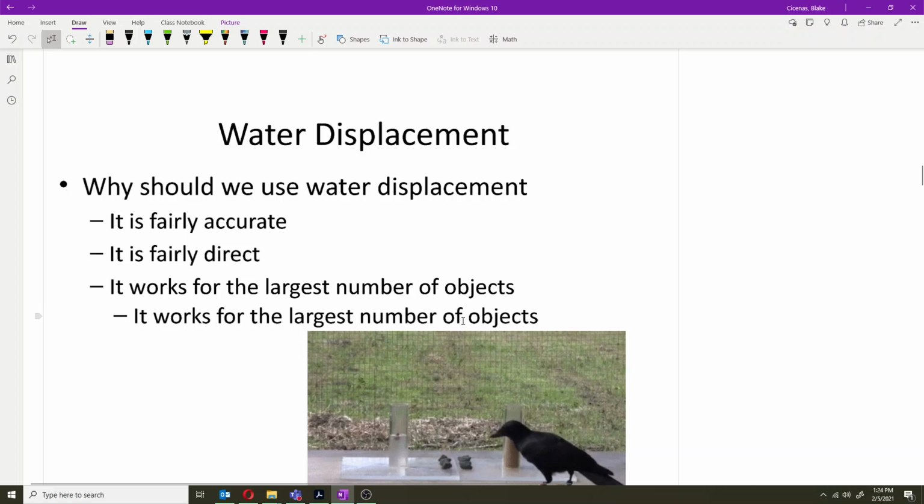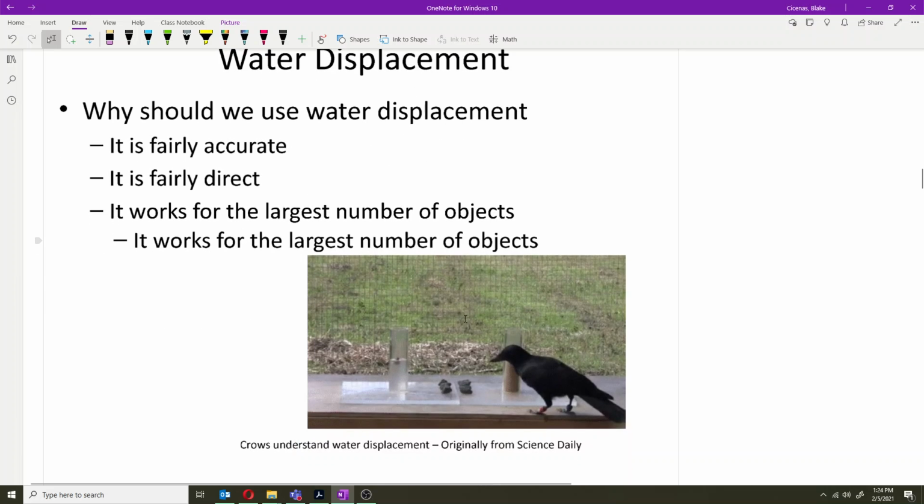Water displacement, why do we use it? It's pretty accurate. Crows can do it. That's why I picture a crow there. It's fairly direct, meaning anybody could pretty much use the water displacement method and more or less get the same numbers. If you compared your clay model groups between person to person, you probably got very different numbers, maybe even the same with Centicubes, because there's a lot of variation there and people are going to do things differently. But with water displacement, you're pretty much all going to read the exact same number, unless you can't read a graduated cylinder. That's another problem.